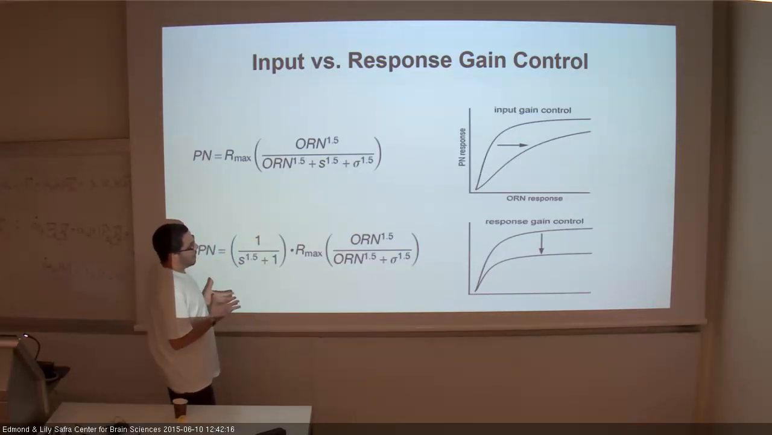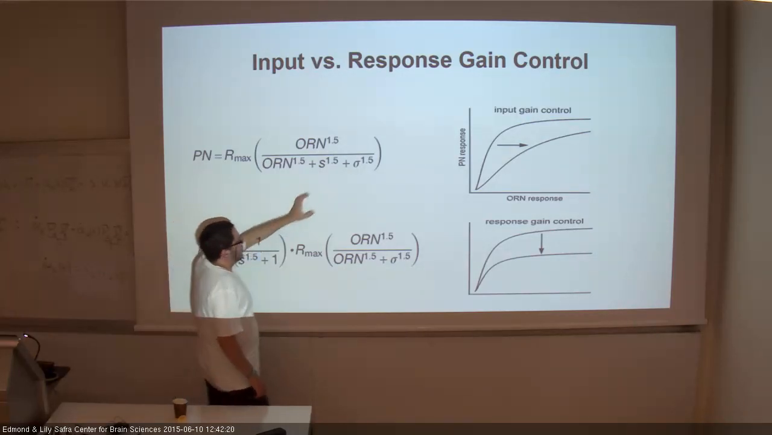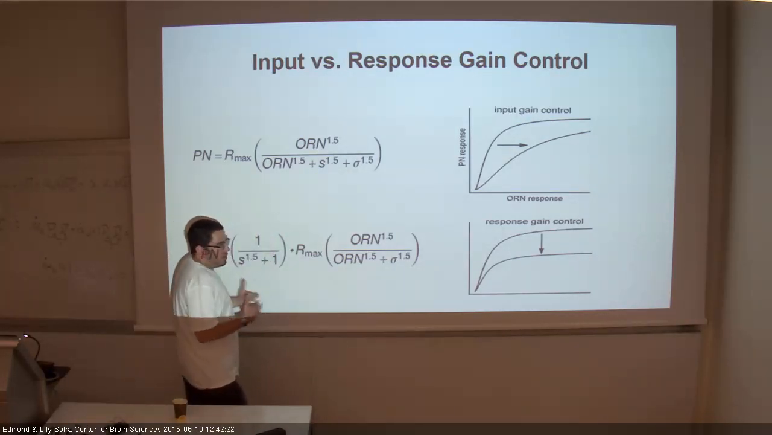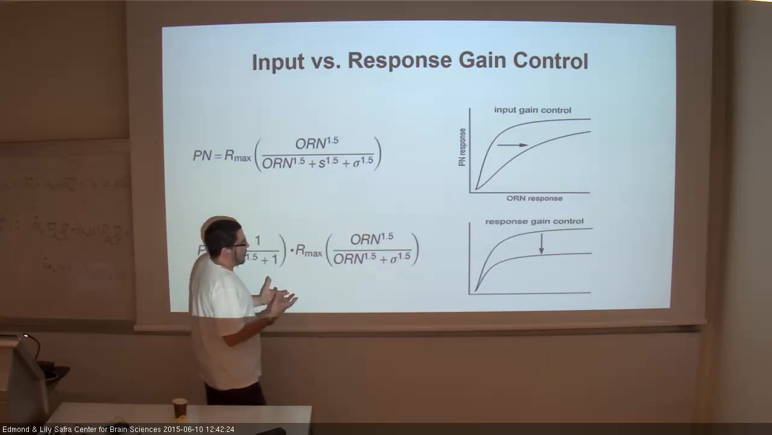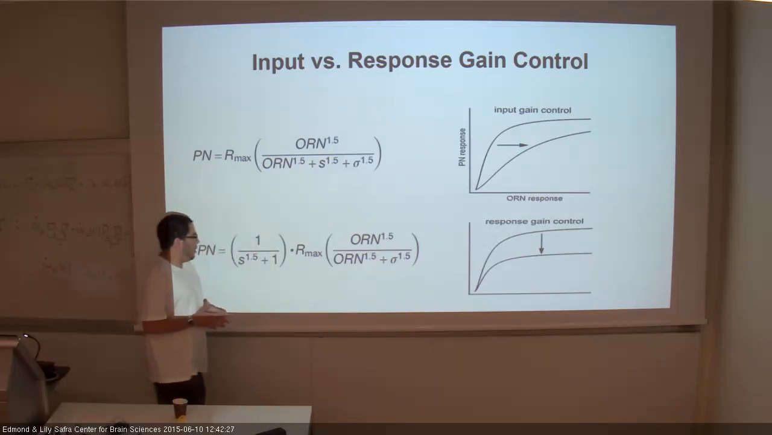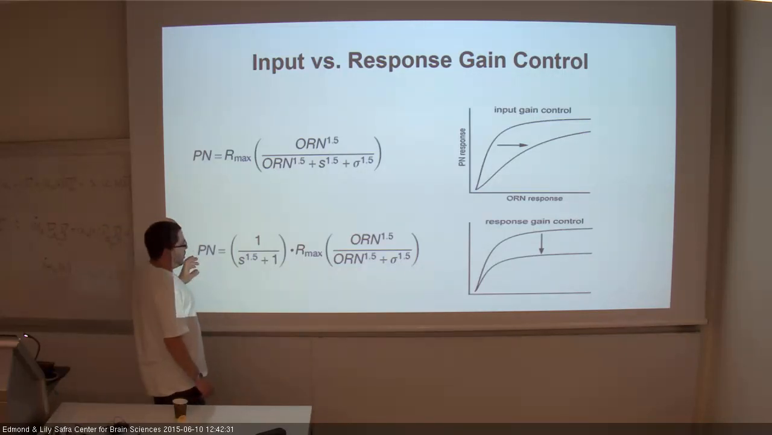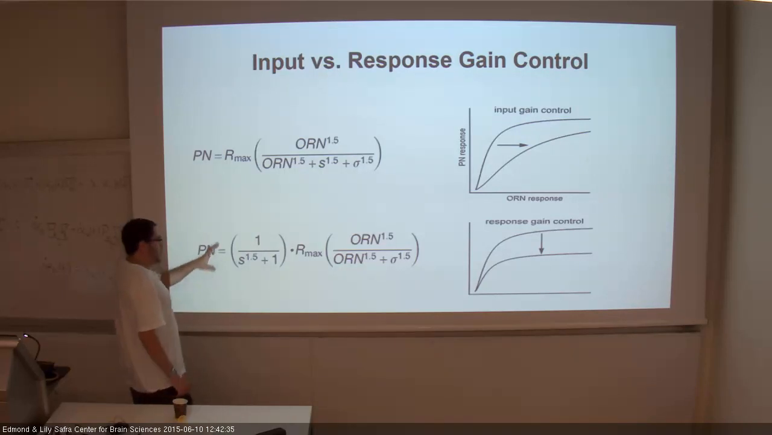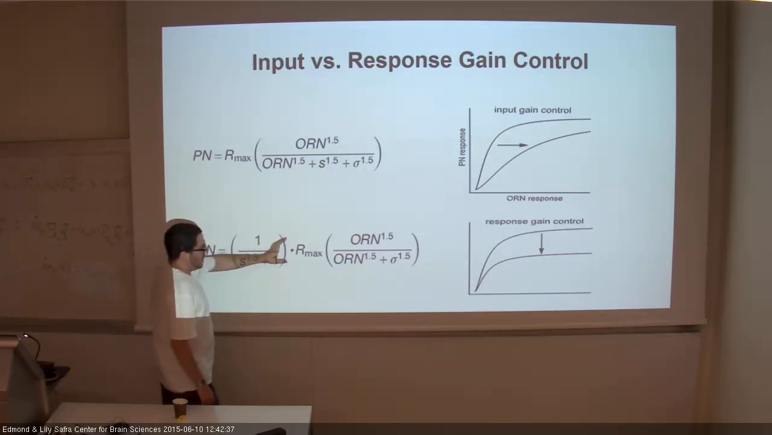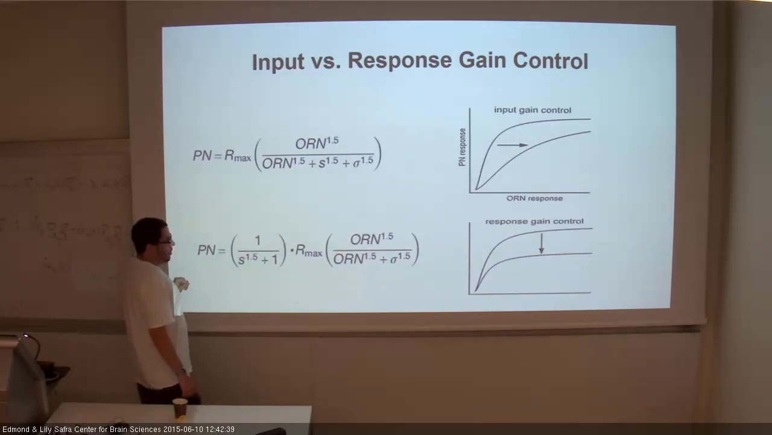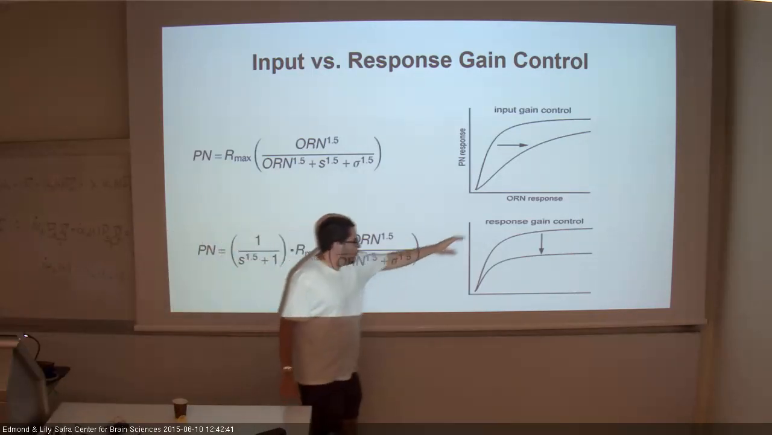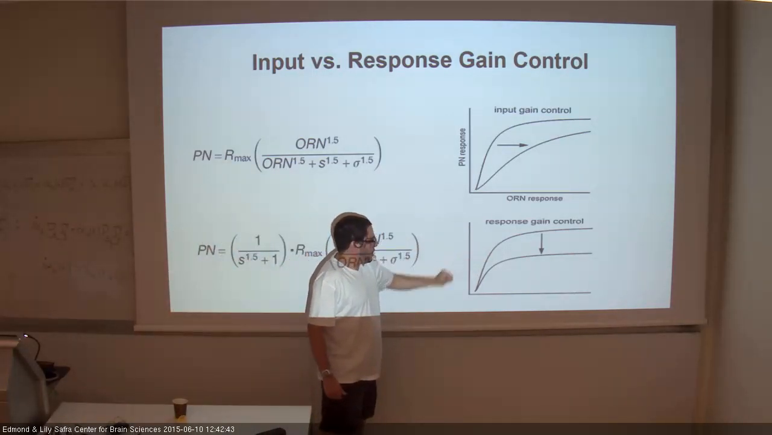And this is input gain control because, again, it's similar to increasing sigma. In other words, you need more input in order to drive a particular response. The alternative is the response gain control model. And what they did in order to formalize this is we simply have a constant that we multiply by our max. And what that does is it effectively lowers the maximum firing rate of the projection neurons.